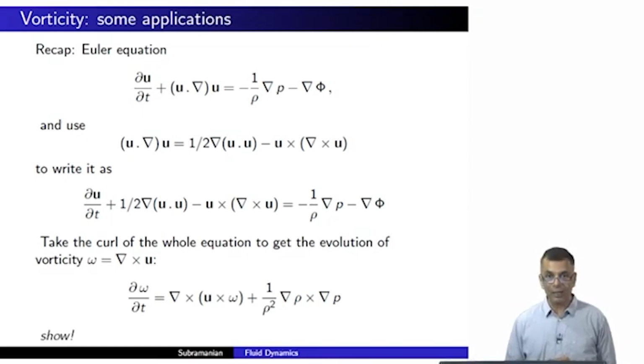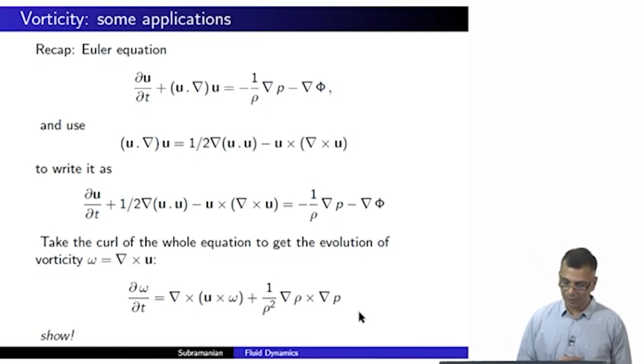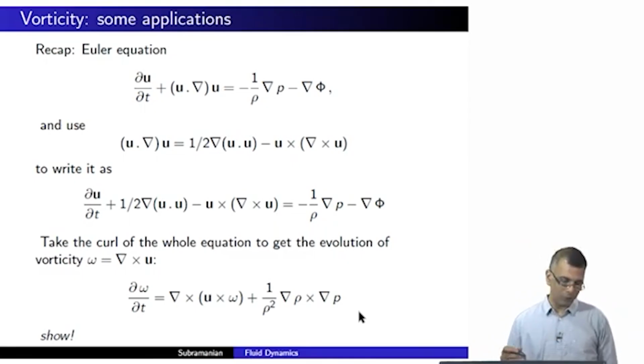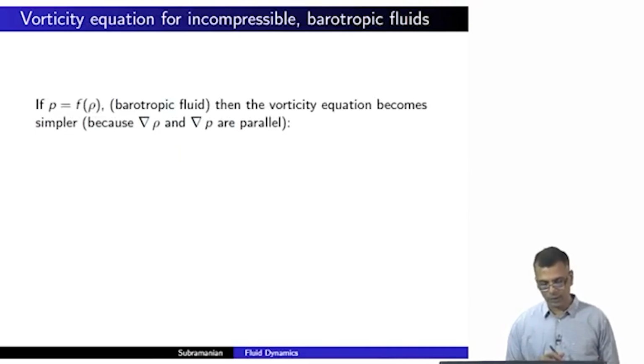So as we said, we are interested in getting an evolution equation for the vorticity, how the vorticity omega evolves as a function of time. The left hand side has time derivatives, the right hand side is going to have space derivatives. And the way we proceed is essentially you take the curl of this entire equation here. So we specialize to barotropic fluids, where the pressure is simply a function of the density.